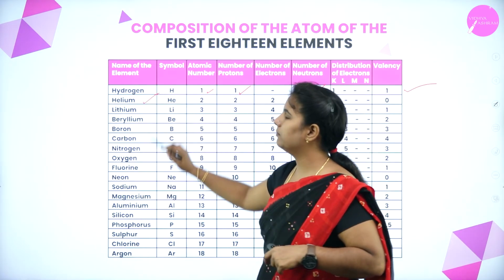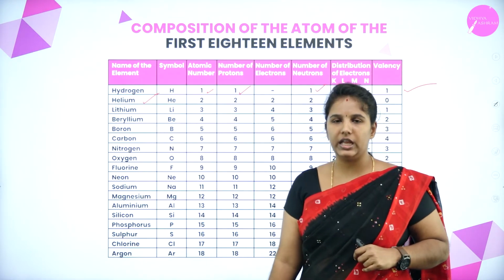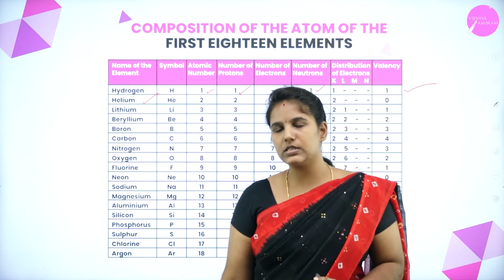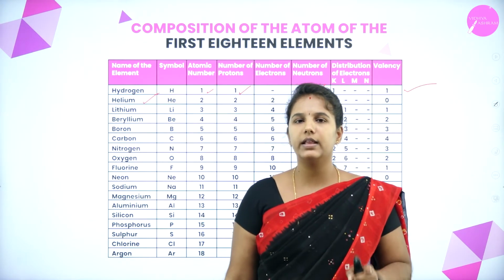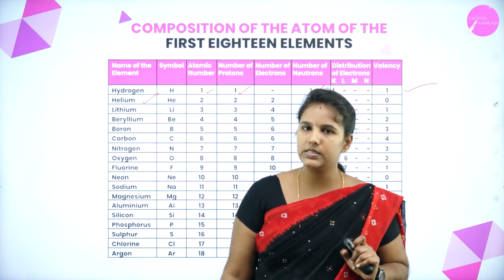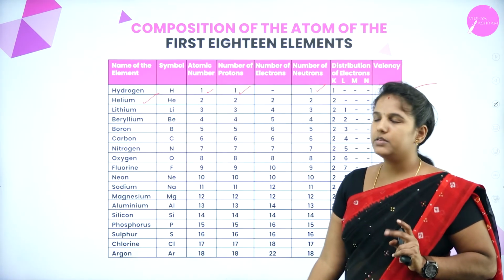Coming to helium, the second element, which has the symbol He. Remember, in chemistry, the first letter for representing the element must be a capital letter. Okay, and the second letter should be a small letter. The atomic number for helium is 2.